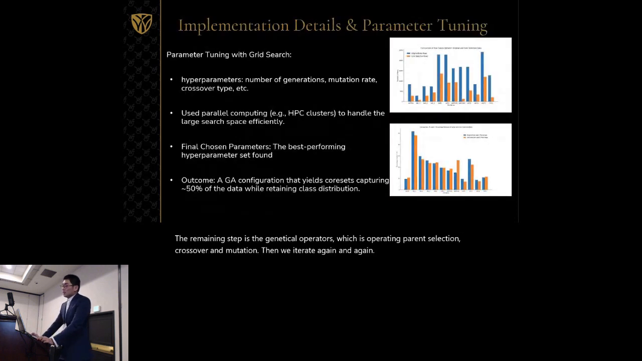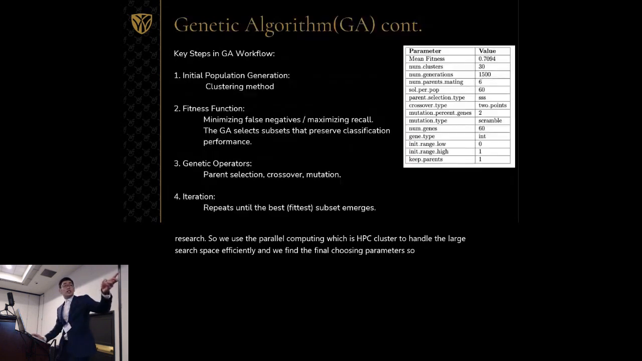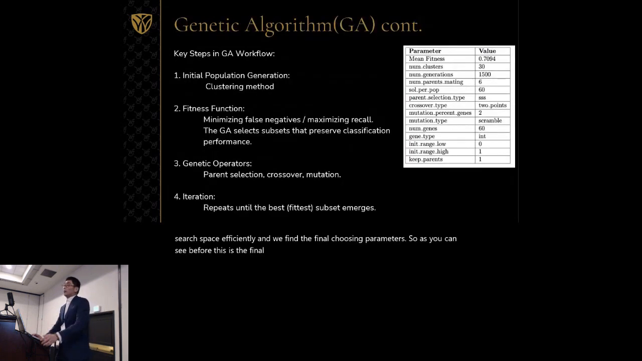And now the implementation details and parameter tuning. As you may have seen before, we have a lot of hyperparameters for the genetic algorithm, so we do need to do some research. We use parallel computing, which is an HPC cluster, to handle the large search space efficiently. And we find the final chosen parameters. This is the final set of hyperparameters for the genetic algorithm.